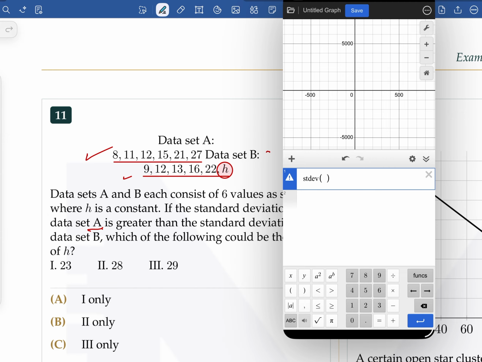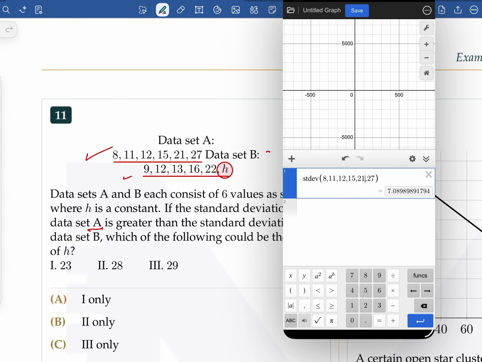The numbers are 8, 11, 12, 15, 8, 11, 12, 15, 21, 27. And now the calculator returns the answer 8.36. Okay, let's make sure that the numbers are written properly: 8, 11, 12, 15, 15, and then 21, and then 27.